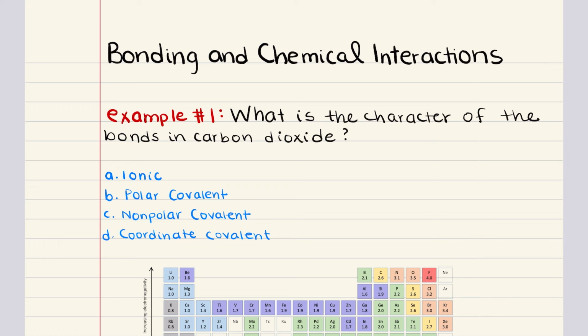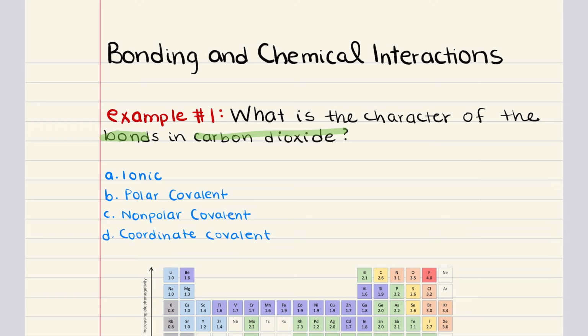Today, we're going to be tackling a practice problem set that relates to our lecture on bonding and chemical interactions. Let's go ahead and get started with problem number one. Problem number one says, what is the character of the bonds in carbon dioxide? Are they ionic, polar covalent, nonpolar covalent, or coordinate covalent?